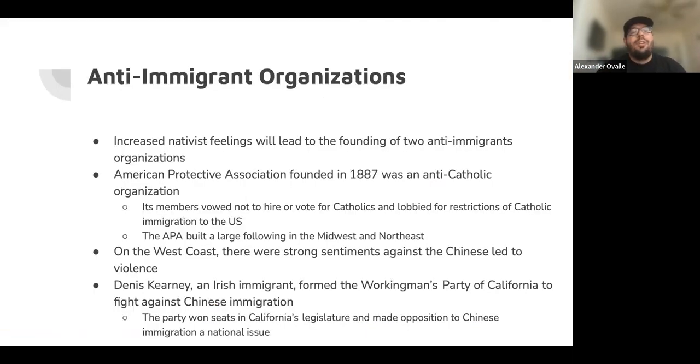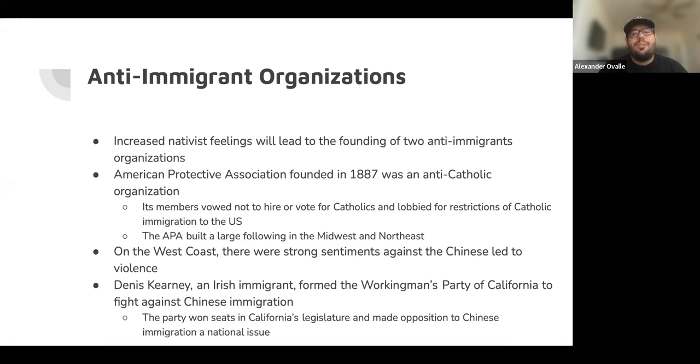All right, anti-immigrant organizations. Increased nativist feelings will lead to the founding of two anti-immigrant organizations. The American Protective Association, founded in 1887, was an anti-Catholic organization. Its members vowed not to hire or vote for Catholics and lobbied for restrictions on Catholic immigration to the United States. That's a little harsh, especially for a country that has freedom of religion. How are you going to know who's Catholic and who's not Catholic? The APA will build a large following in the Midwest and Northeast.